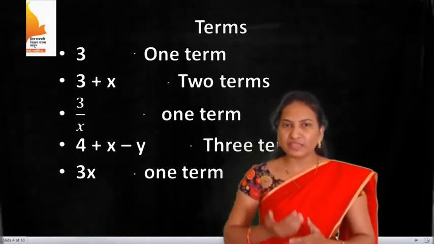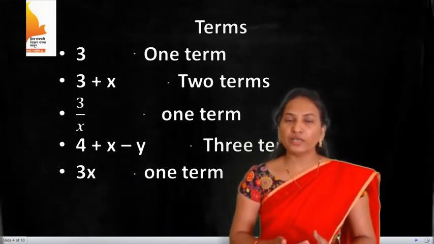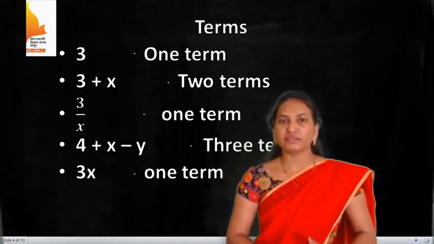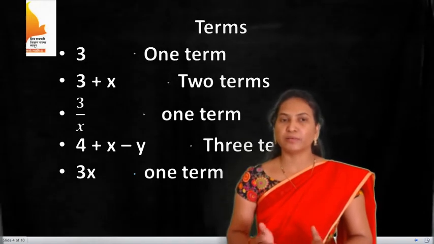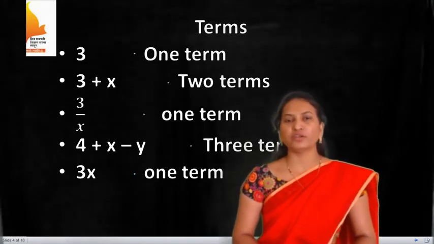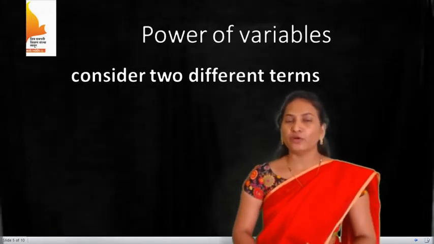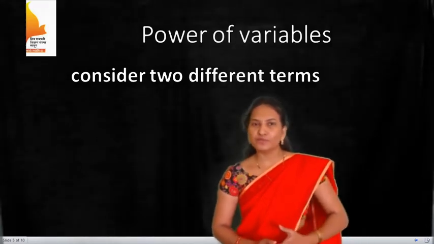By observing these examples, only plus and minus signs separate the terms. Multiplication and division do not separate the terms. Now, we will see the types of variable.